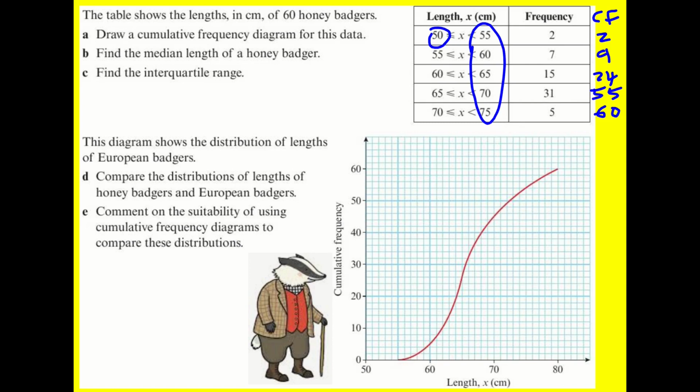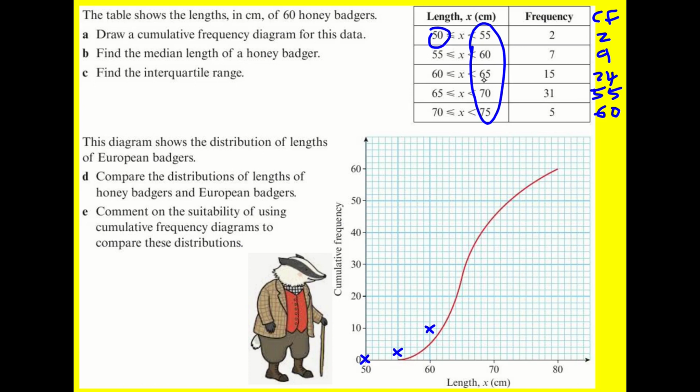So I'm going to plot, first of all, it's going to go through 50, and then at 55, I'm going to have 2. And I can see that each square is going to be worth 2, so it's going to be here. Sorry, pen's not quite behaving right now. Come on. Better. Thank you. So cumulative frequency for 60 is going to be 9. Okay, that's just underneath the 10.